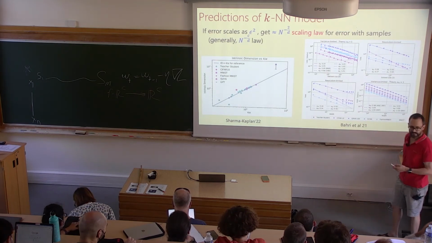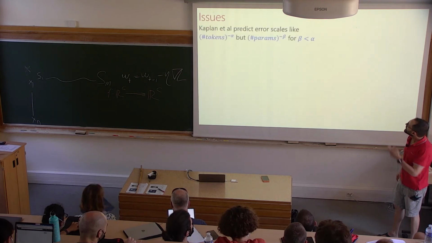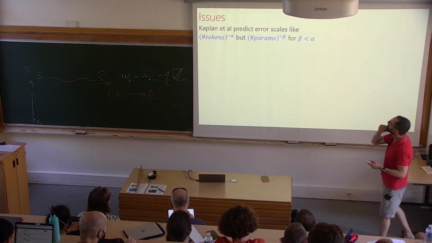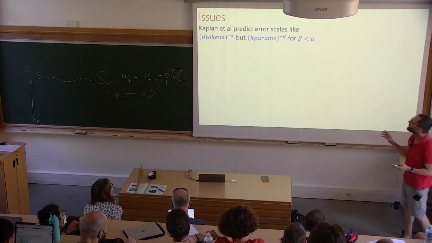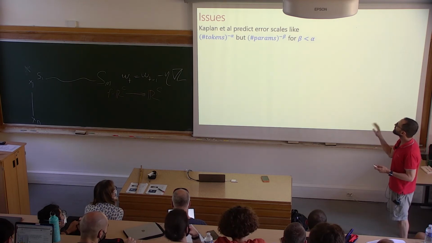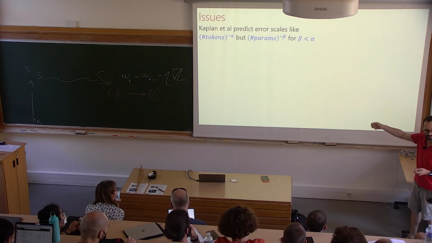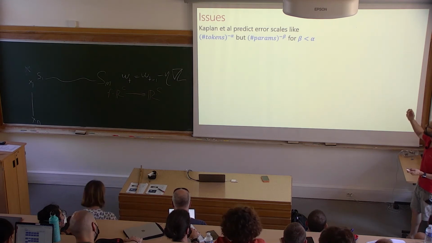That's the claim, yes. The claim is something like 2 to the minus d. Now, some issues with these kinds of predictions are the following. For example, if you look at Kaplan et al., they predict that the error would scale something like tokens to the minus alpha, where tokens means the number of compute steps, and the parameters to the minus beta, for a beta that is smaller than alpha.